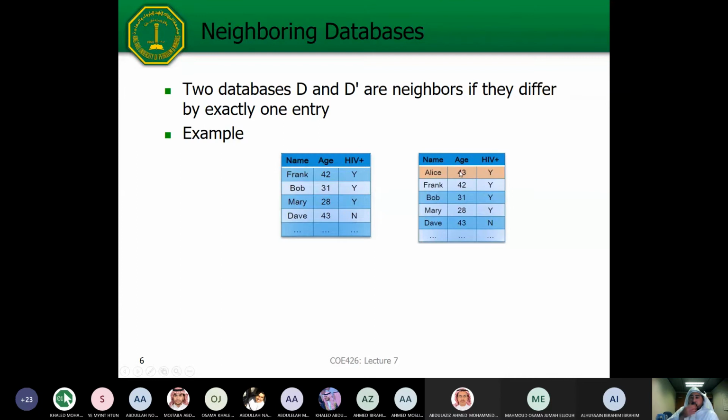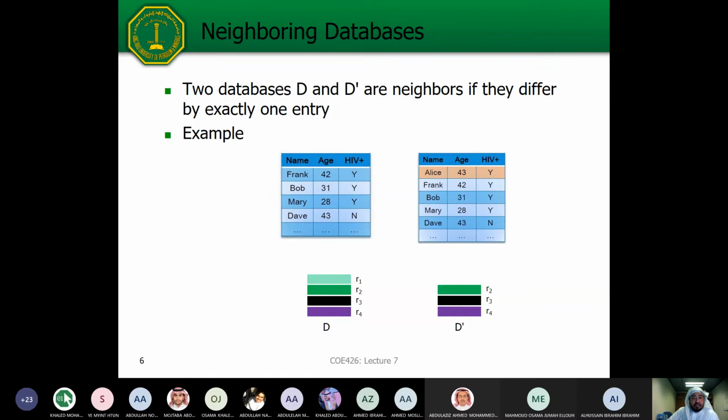And in fact, we are not only interested in one record, we are interested in every record. So, for example, D and D prime are the same, because they have 4 records. However, in this case, if we remove record 1, R1, now we have 2 neighboring databases, D and D prime. And how much are they differing? By 1 entry only, which is R1, right?